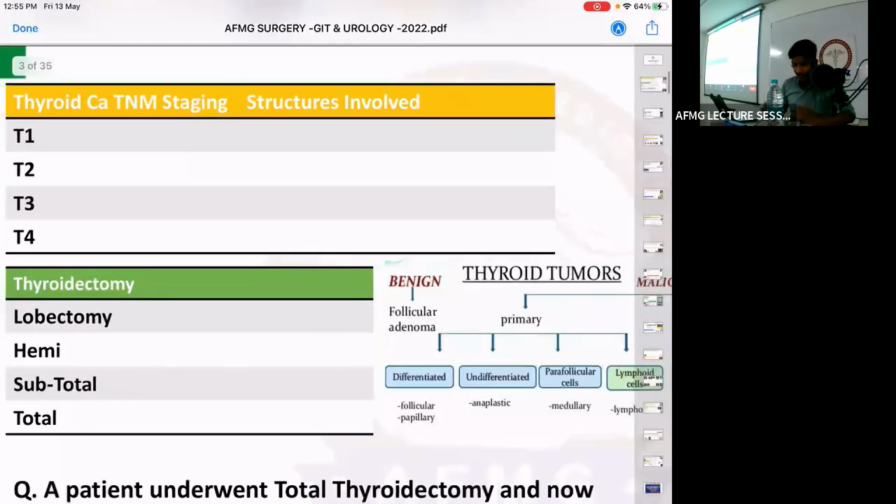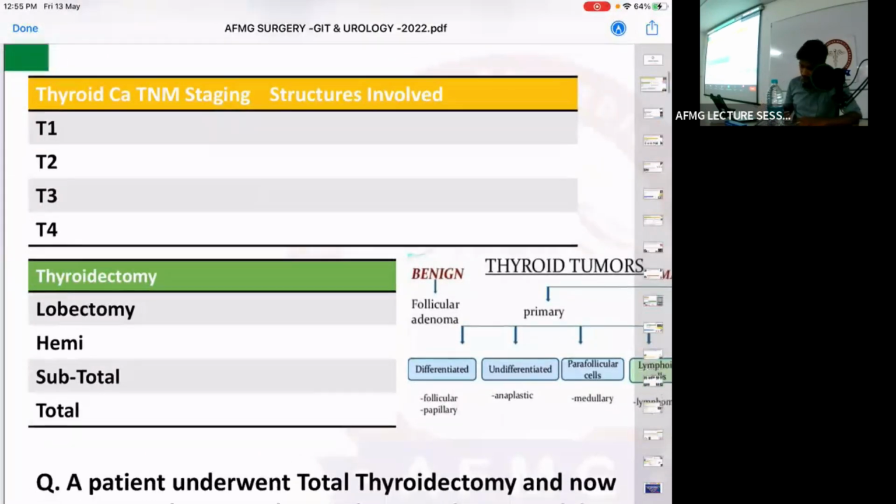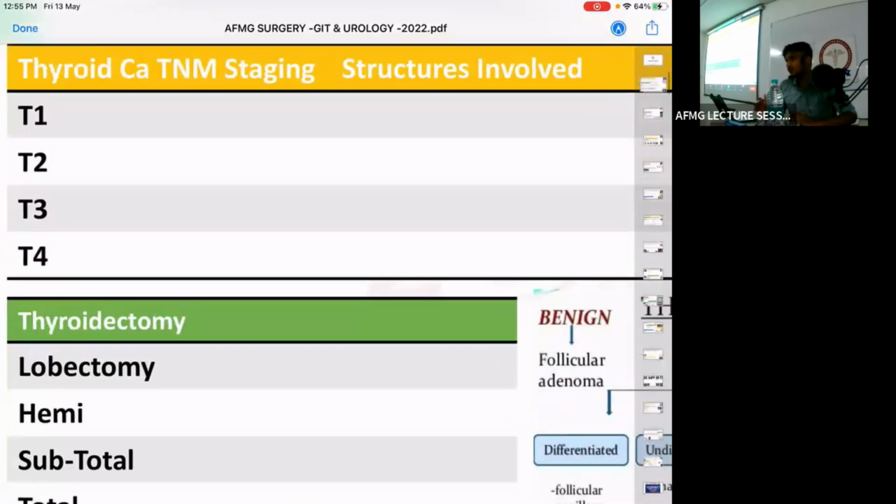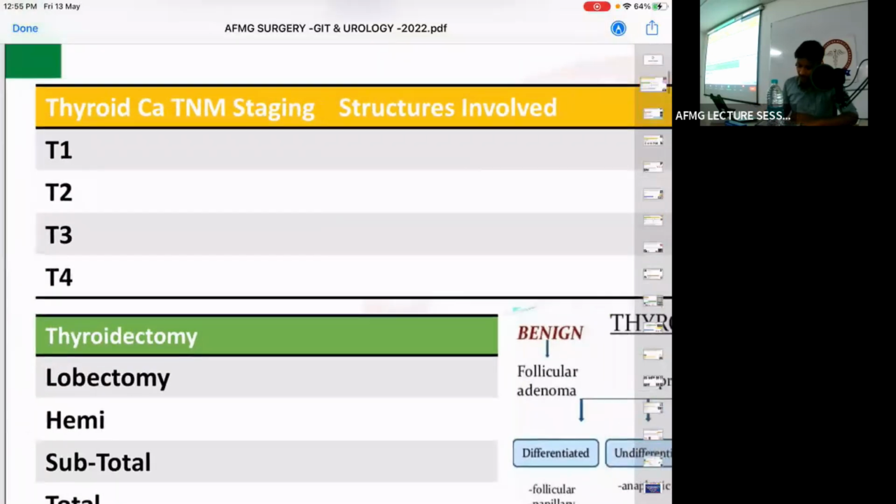Then if I talk about thyroid cancer, guys, the TNM staging of thyroid cancer is easy to remember. If you cannot remember it, no problem, but at least if you can remember, it is better. So thyroid staging is T1, T2, T3, and T4. T1 means tumor less than 2 cm. T2 means tumor between 2 to 4 cm.